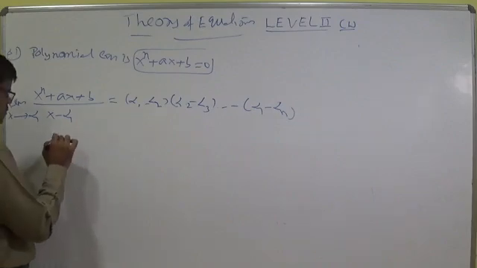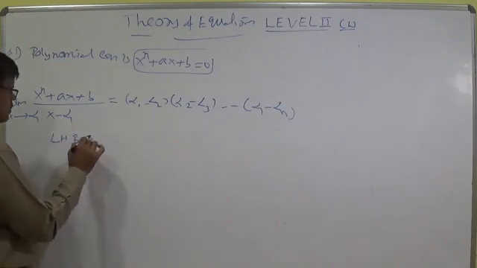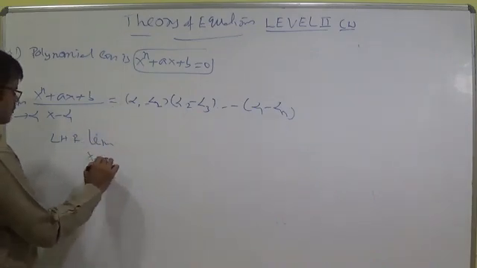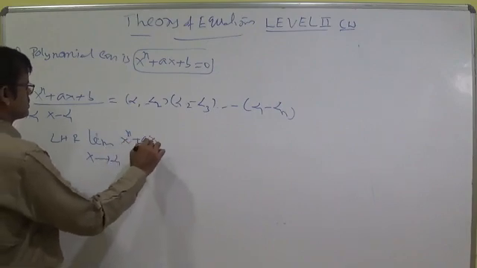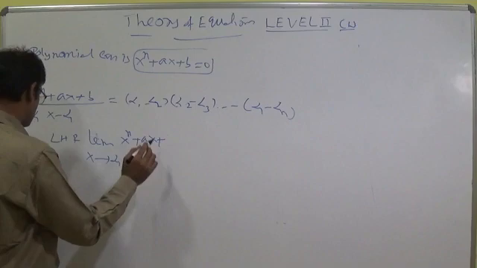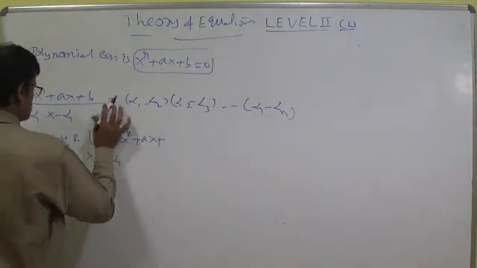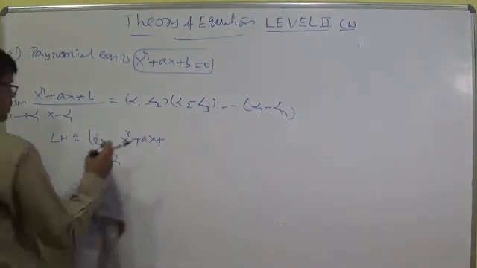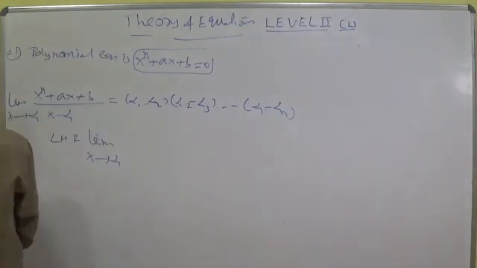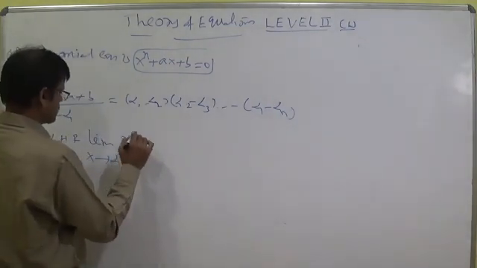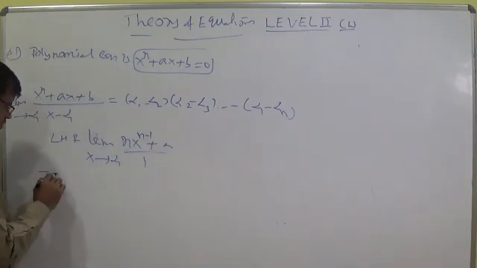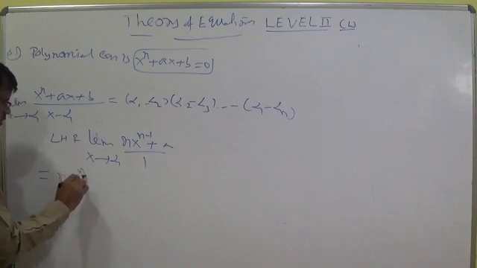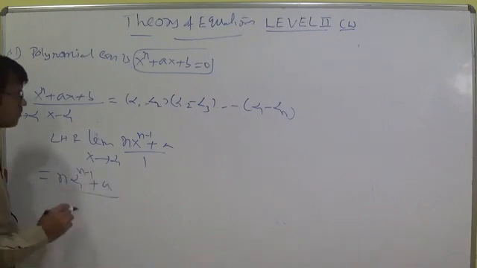So now you can use LHR, L'Hospital's rule. Limit x tends to alpha 1 of x power n plus ax plus b by x minus alpha 1. By LHR, meaning the derivative of numerator and denominator, this can be written as n into x power n minus 1 plus a by 1. Substitute alpha 1 here: n into alpha 1 power n minus 1 plus a.